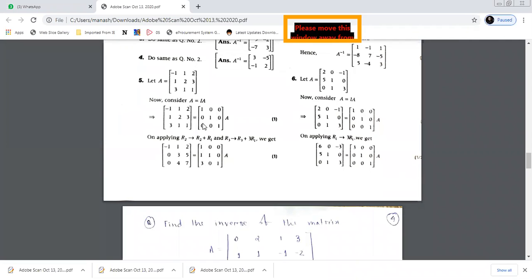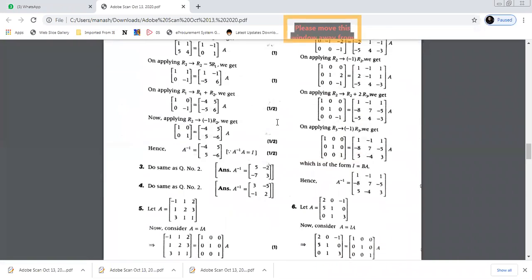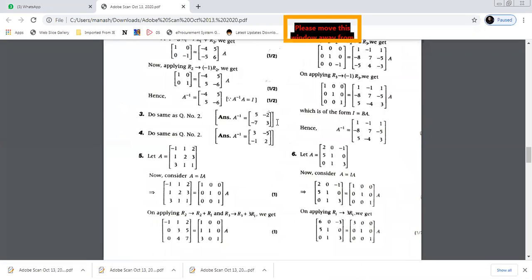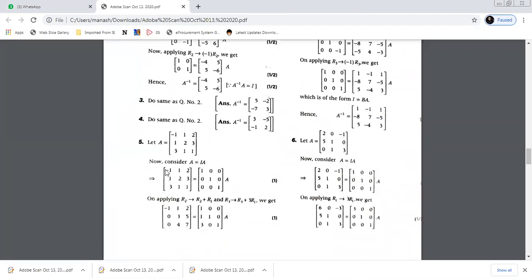This is 0 plus 3 into 1, so 0 plus 3 will be 3. Next 0 plus 0 will be 0. Again 1 plus 0 will be 1. Okay, so this is our first step. At first you have to make these elements equal to 0. Now see, after that we make this element equal to 1. How can we make this element equal to 1? You have to multiply by -1.